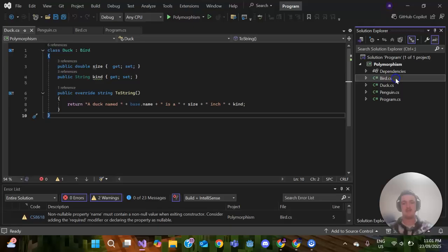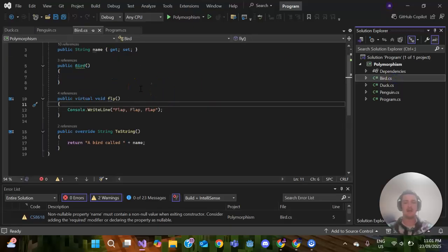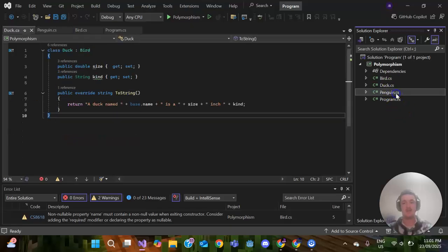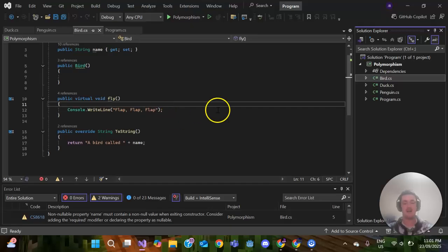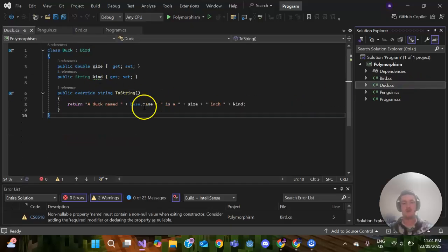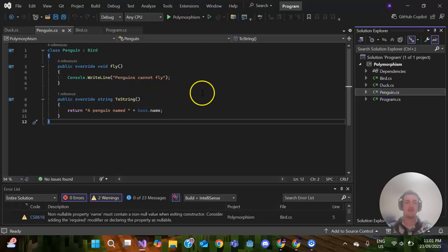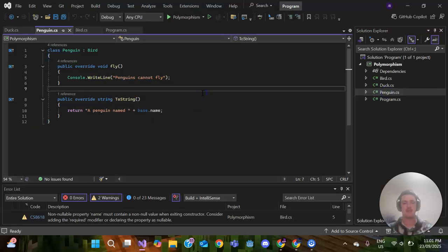For inheritance, there are several different classes that we have here. So we've got bird as the parent class, and we have duck and penguin as the subclasses, which both inherit the fly and toString. Although in this case they are being overridden to display different outputs.